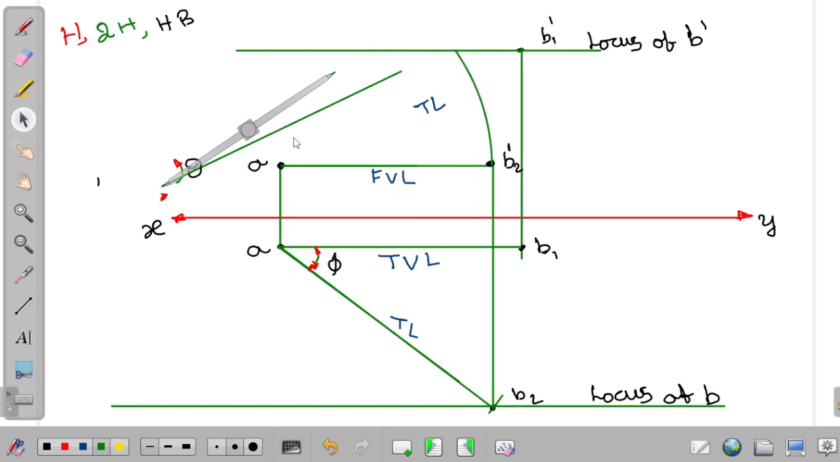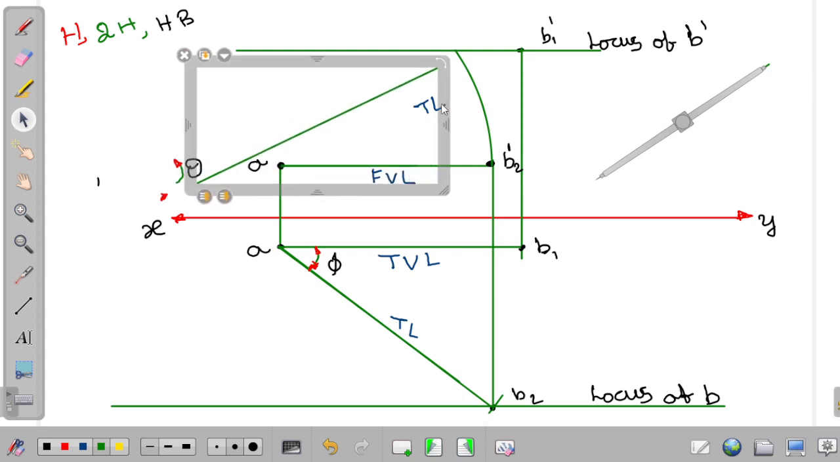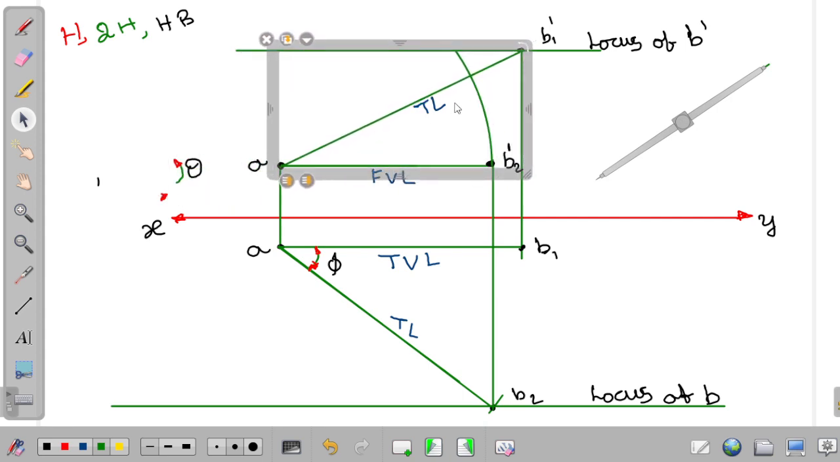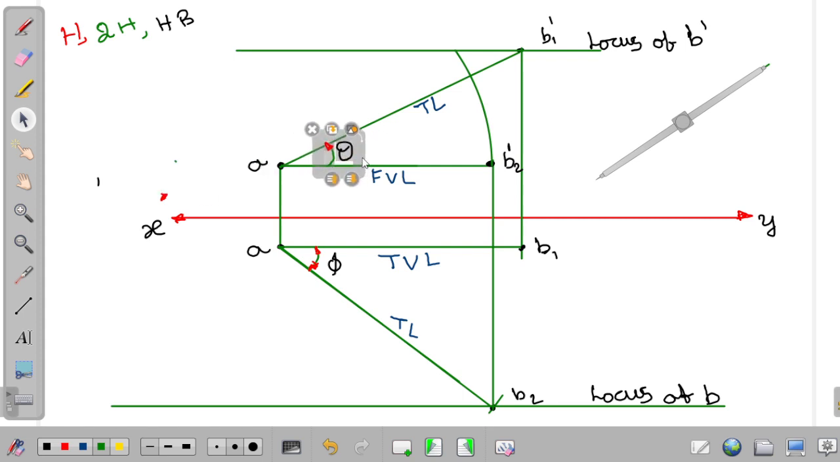One second, it is shifted. One second, we'll make it. This position is altered a little bit.